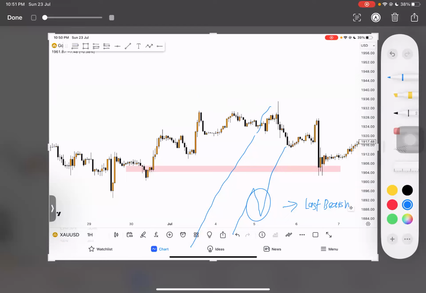In gold, how many pips should we take for our SL? For gold, I would suggest minimum 30 pips. Because right now gold is very volatile, so I will take 30 pips.